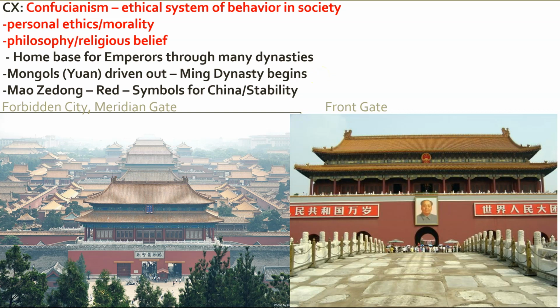Okay, Mao Zedong, we'll talk about a little more when we watch this next video, but this is after the dynasties end in China. After 1911, when the throne is abdicated, Mao Zedong comes to power shortly after. And if you notice, his image is added to the front of one of these buildings. There's a lot of reason for that, because he tries to continue some of the stability and control and order that has been left by his predecessors.